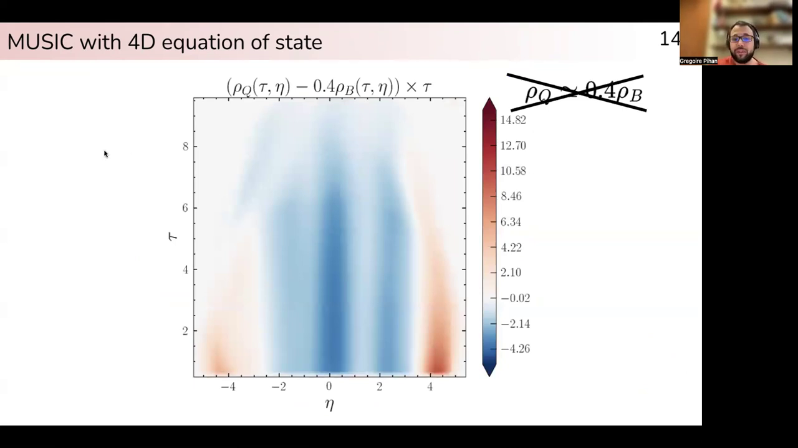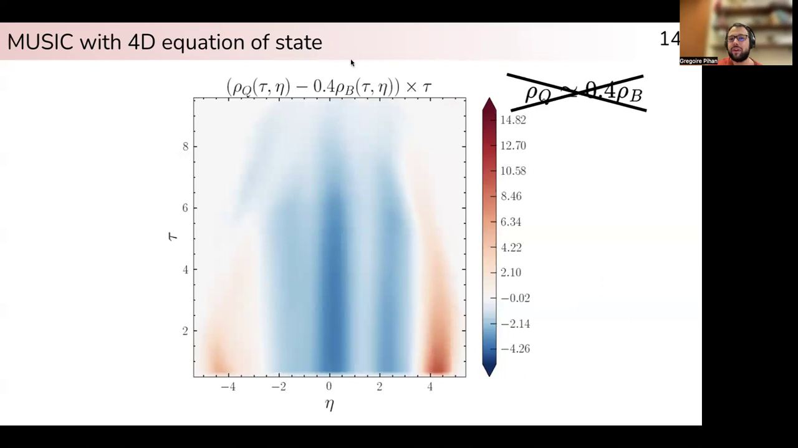And just to give you an example of what I'm talking about, this is just an example of a hydrodynamic run that I did. So I integrate everything over the transverse plane, but this is 3D hydrodynamics. And we have here rho Q, the electric charge density as a function of tau and eta. So tau is in this direction. And here we have rho B, which is the same for baryon number.